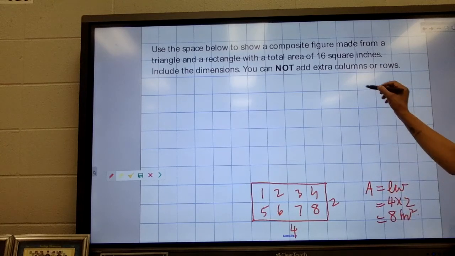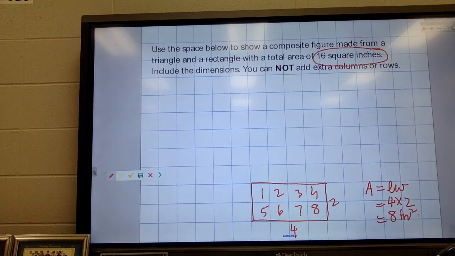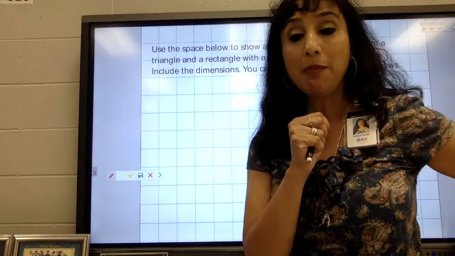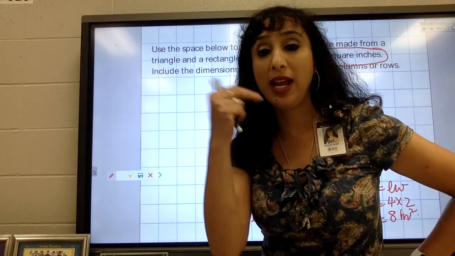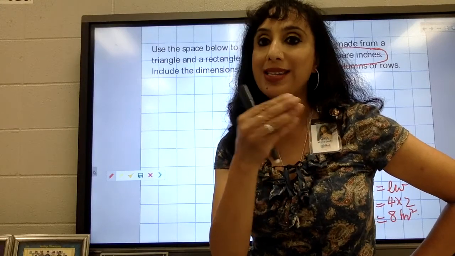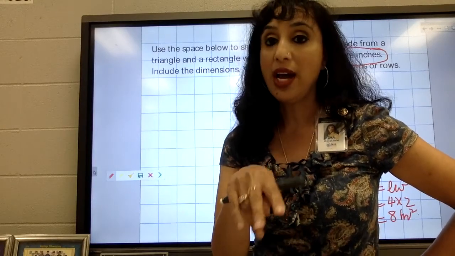So I've used up 8 on the rectangle. And now I have 8 left because the total amount should be 16 square inches of this shape. So the best thing to do is, if I need 8, my numerator should have double 8, because in a triangle, whatever the base times height is, you have to divide by 2.